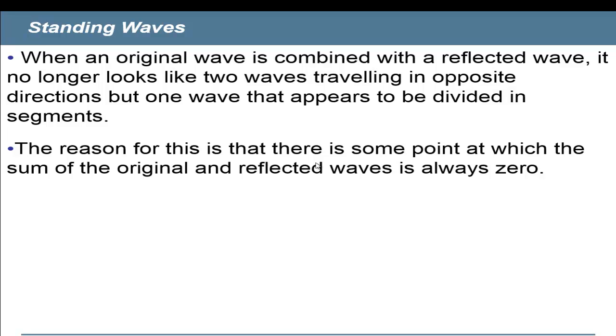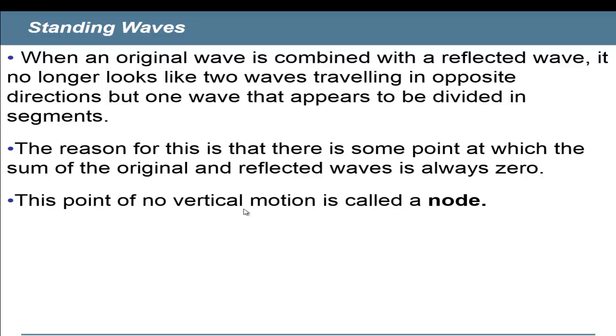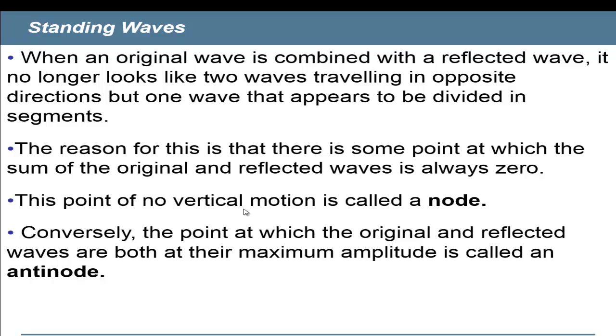Just like we were looking at a minute ago with the superposition of waves, there's a point at which they'll always cancel out, and so the sum of them will always be equal to 0. There will be no vertical motion of the particle at that point, and we'll call that point a node. So a point that doesn't move in time is called a node. And the converse of that is that there's a point or points at which the original and reflected waves are both at their maximum amplitude, and that would be called an antinode.